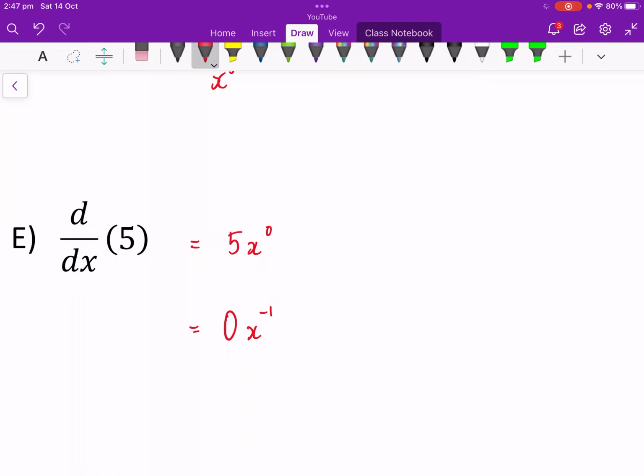But if we remember, anything multiplied by 0 equals 0. So it doesn't even matter that the x to the power of negative 1 is there. The answer is 0. So if you have a constant, it disappears. It becomes 0. It is essentially ignored. So there is a constant there, but you just get rid of it, because anything times 0 is 0.